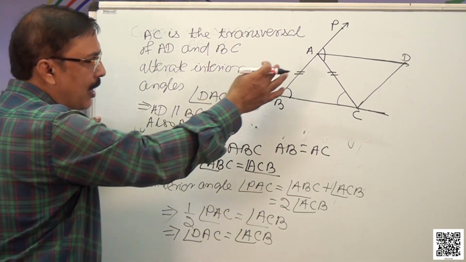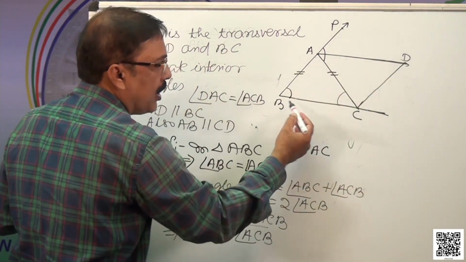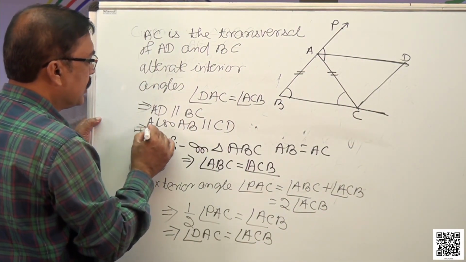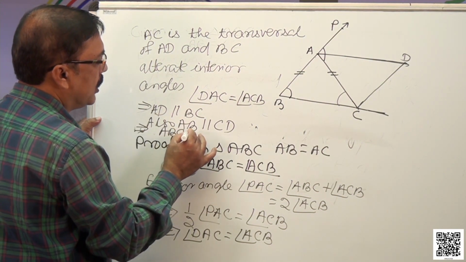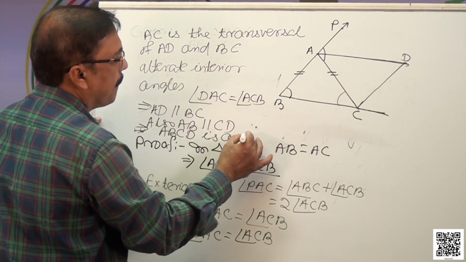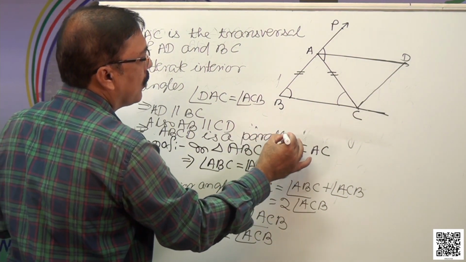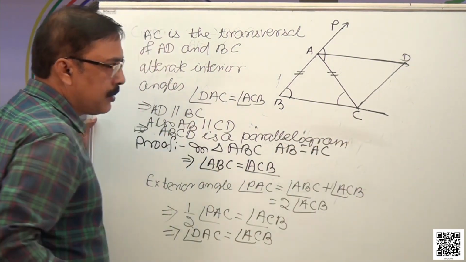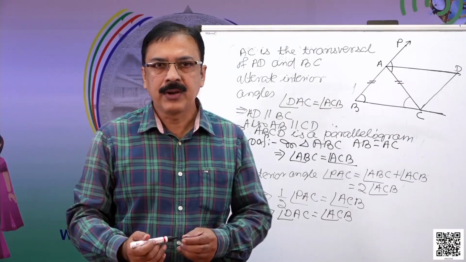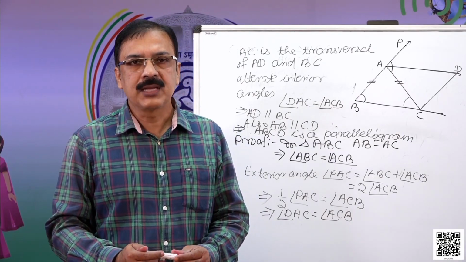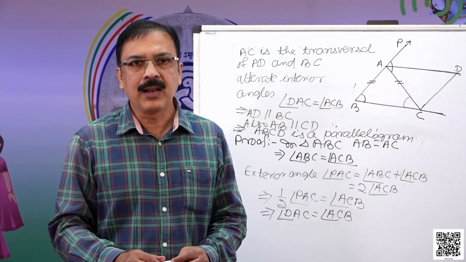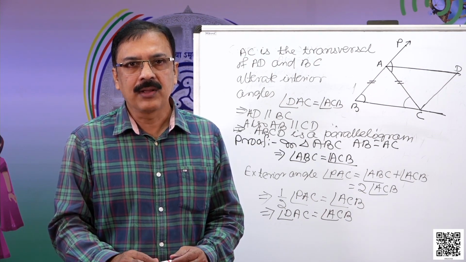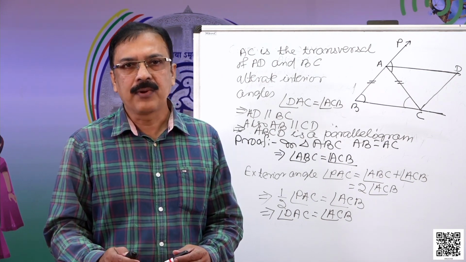Now in the quadrilateral ABCD, AD is parallel to BC and AB is parallel to CD. So this implies ABCD is a parallelogram. So, by using the property that the opposite sides are parallel, that of a parallelogram, we proved that ABCD is a parallelogram. Let's see another problem.